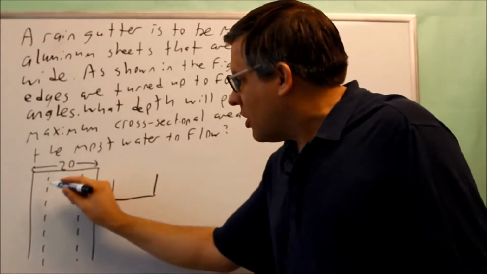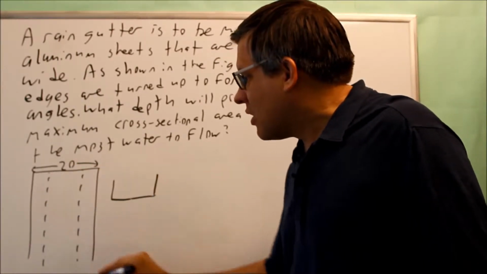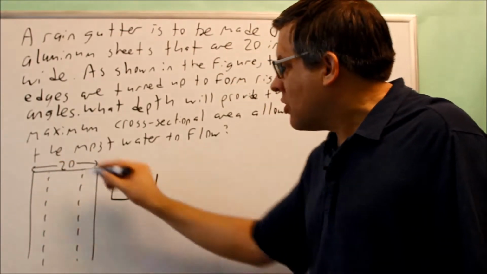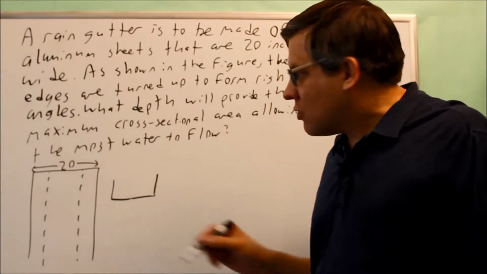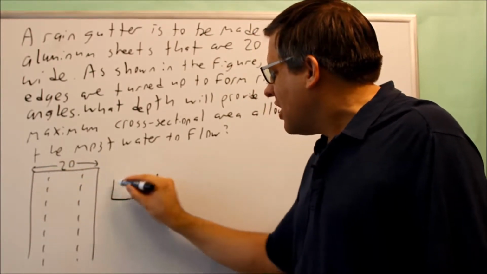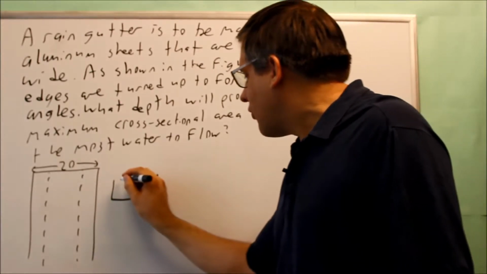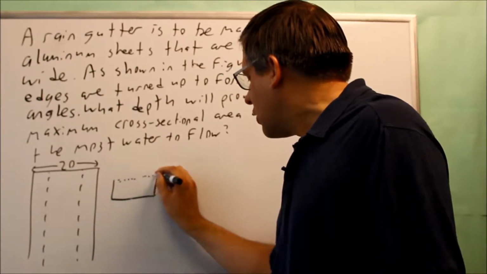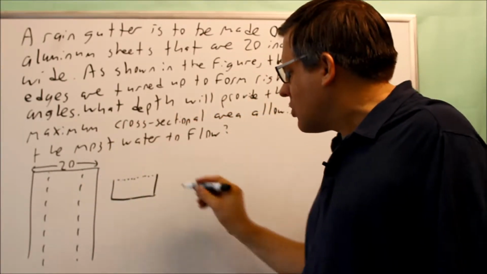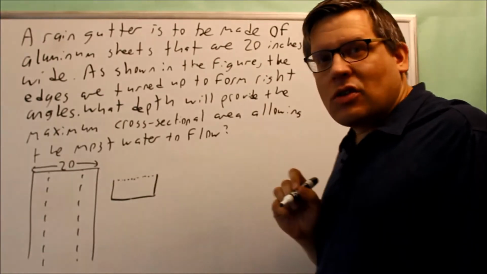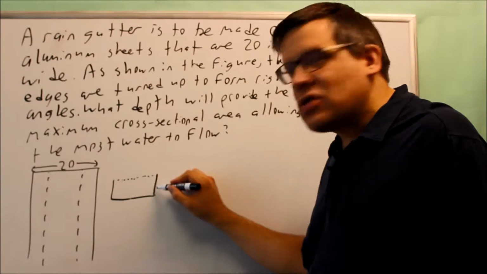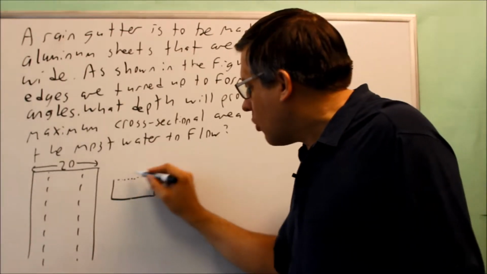So here's a flat piece, and these dotted lines are representing the fold lines on that. We're saying that that sheet's 20 inches across. It doesn't matter how long it is. We're basically just concerned about the width. So we're going to bend up the corners, and by doing that, it's going to create this. Now, if I were to draw a dotted line across here, that would create a box. So what the question is asking is what the dimensions of this side have to be to allow the most water to flow through.